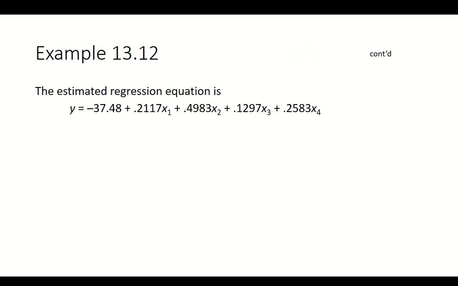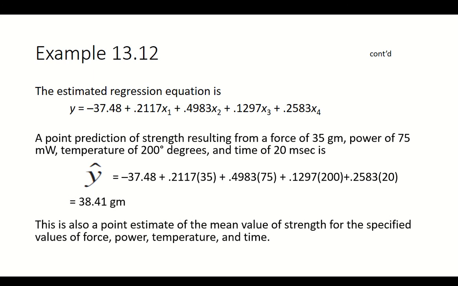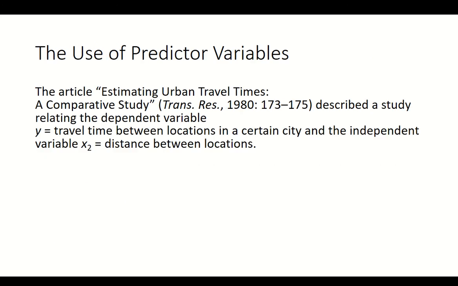So for example, if we have this estimated equation, and we want to look at 35 grams, 75, 200 degrees in a time of 20 milliseconds, we get 38.41. But if we change the force to 36 grams, we would increase roughly by 0.2117, and so we would have 38.6. So those coefficients are powerful when you interpret them.